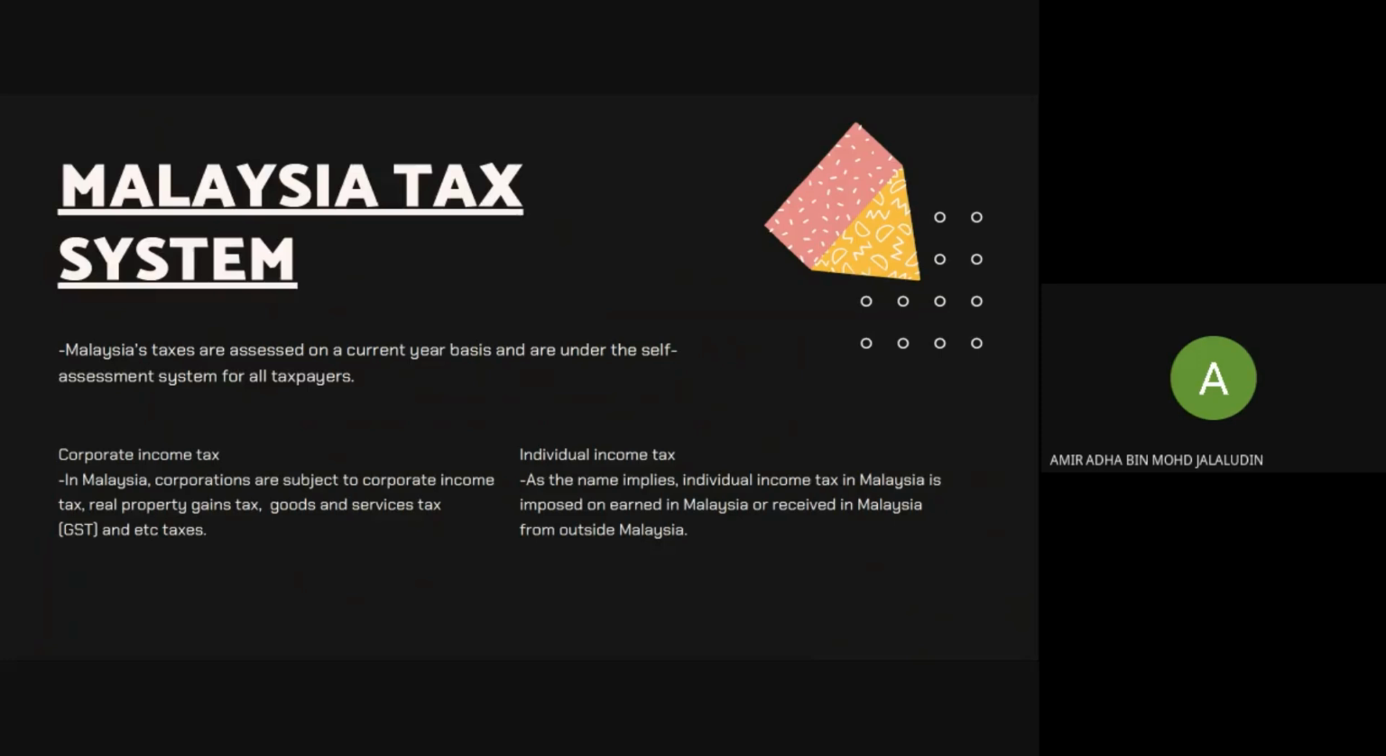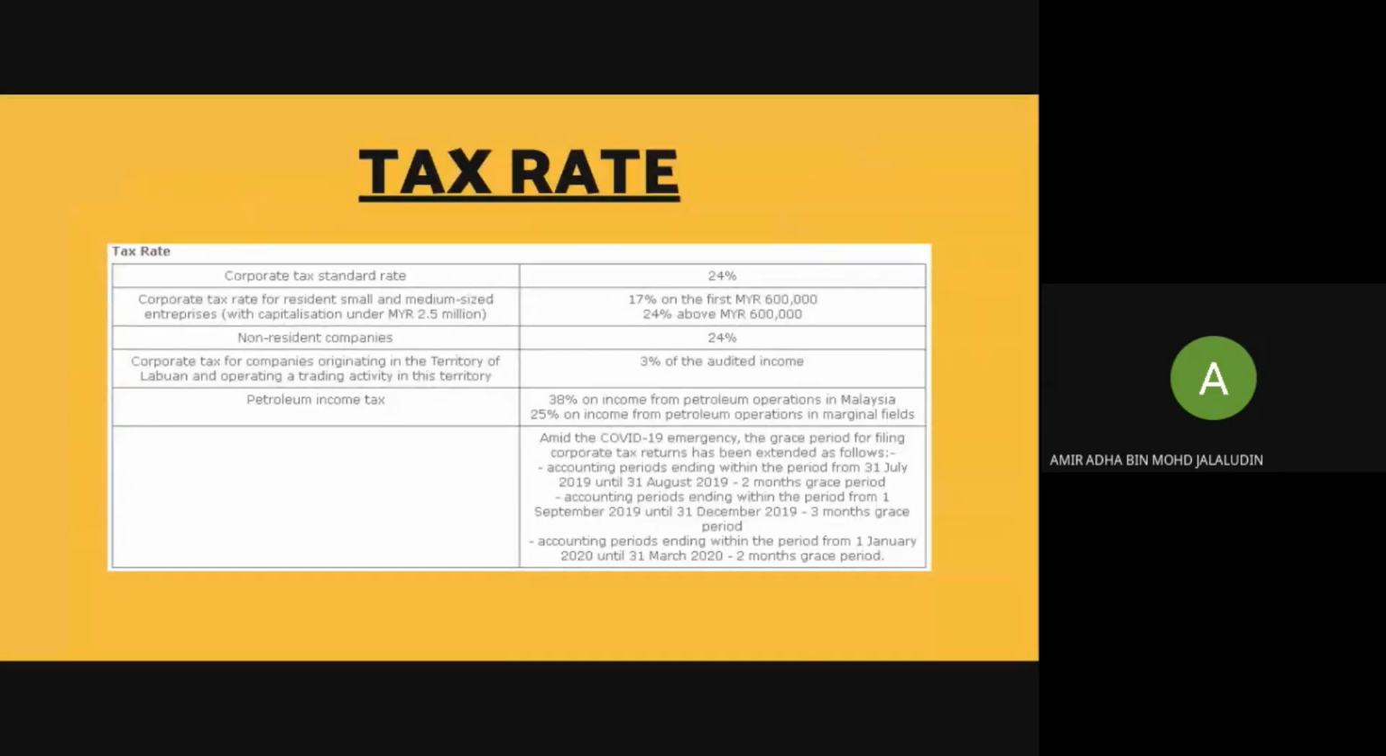And for individual income taxes, as the name implies, individual income tax in Malaysia is imposed on income earned in Malaysia or received from Malaysia, such as employment income. It could be from a legal entity in Malaysia, or a payment where the source of income is from Malaysia too. That could be taxable. So here I'm going to show a little bit of the tax rates.